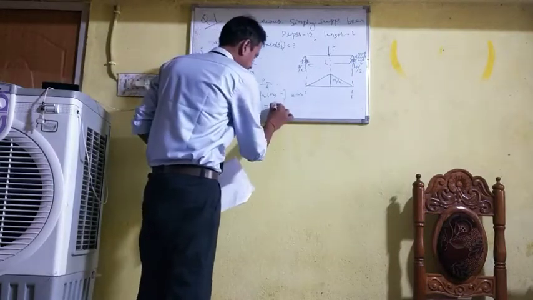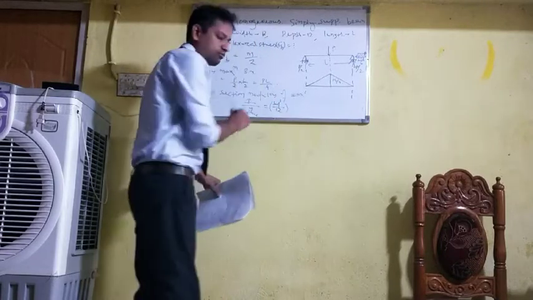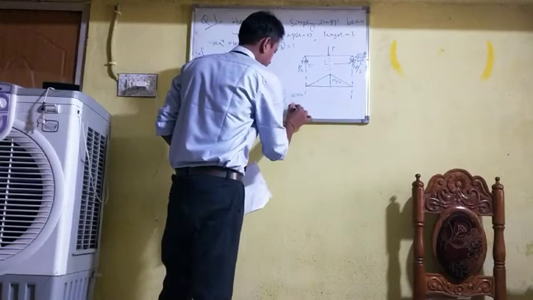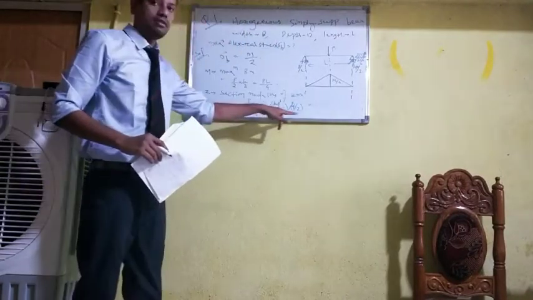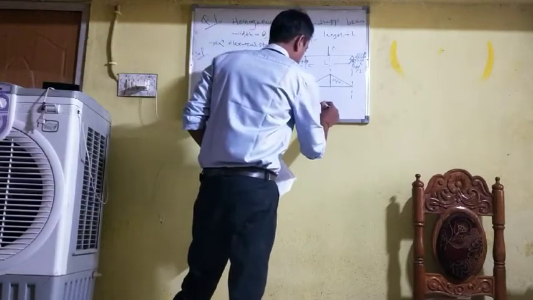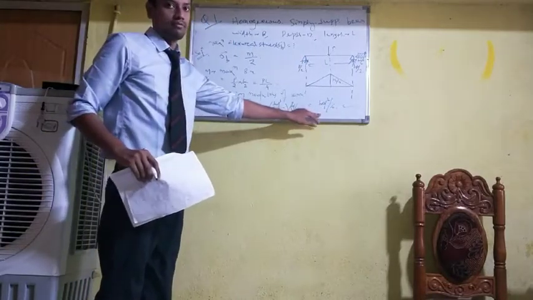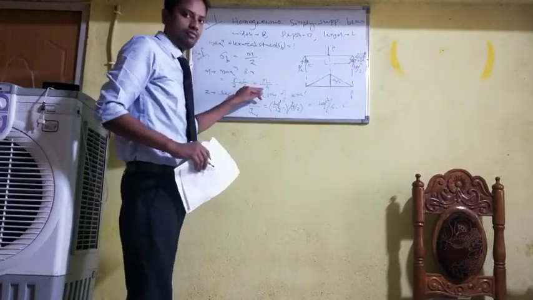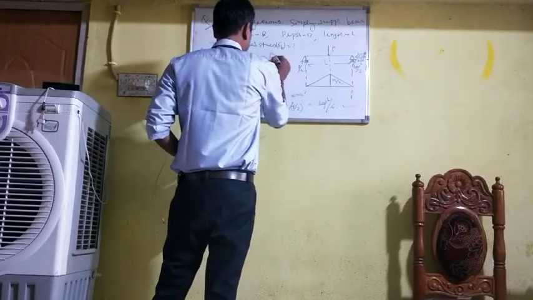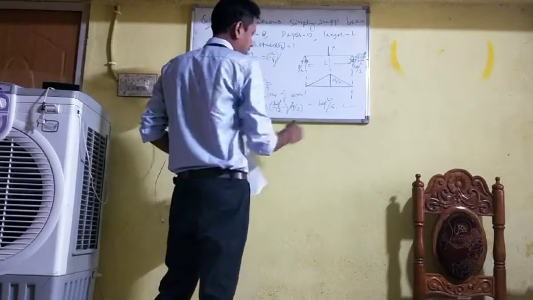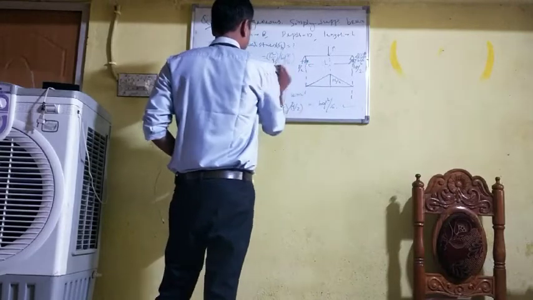So I is BD cube upon 12, and the value of Y max is equal to D by 2. So BD cube upon 12 upon D by 2 will be equal to BD square upon 6. So we got the value of section modulus as BD square upon 6, and we got the moment as PL upon 4. So we have to put that in the formula. So this will be PL upon 4 divided by BD square upon 6.